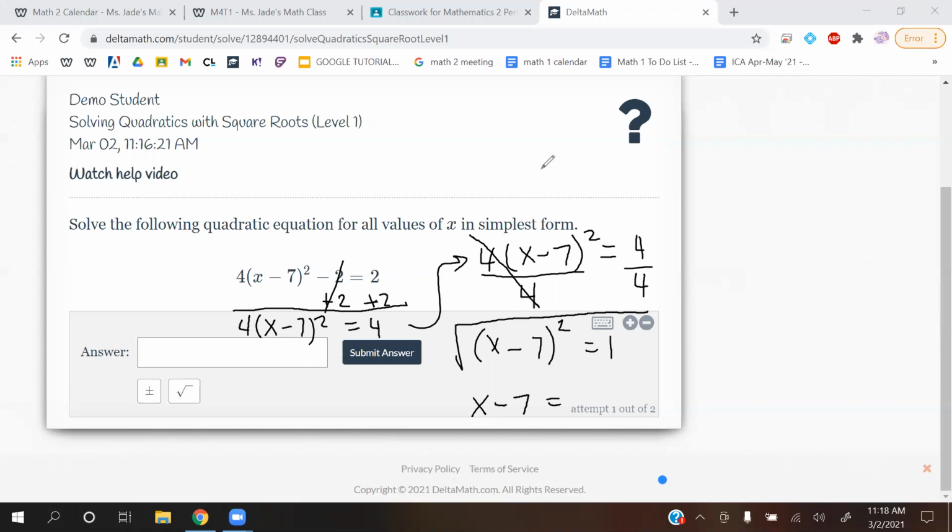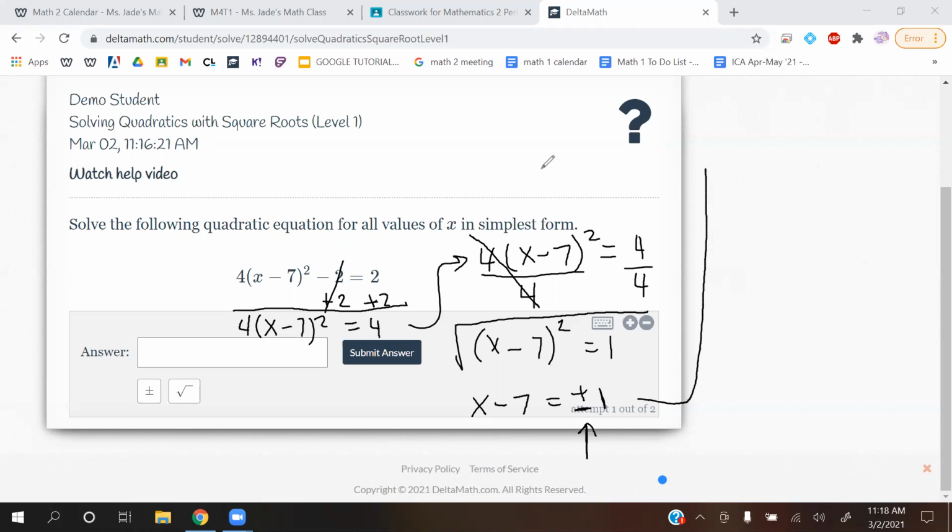So remember that the square root of 1 is positive or negative. Okay, so you can have positive 1 squared equals 1 or negative 1 squared equals 1. So that's why the square root of positive 1 will give you positive or negative 1. And then the way you read this symbol is plus or minus. So x minus 7 equals plus or minus 1.